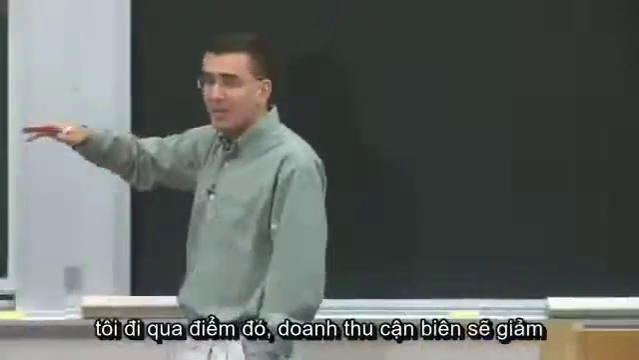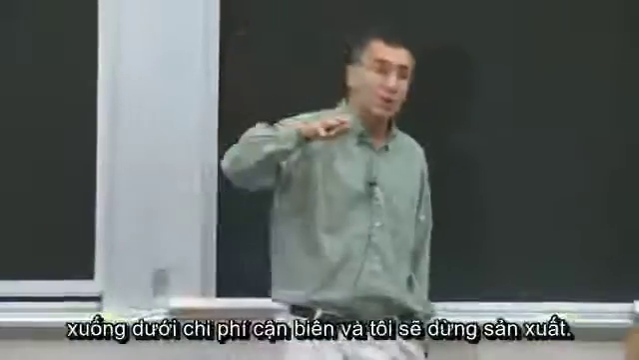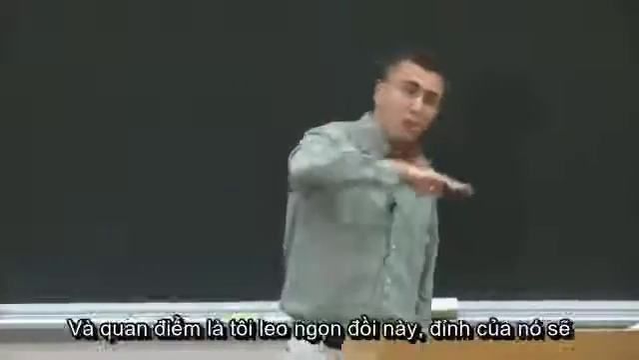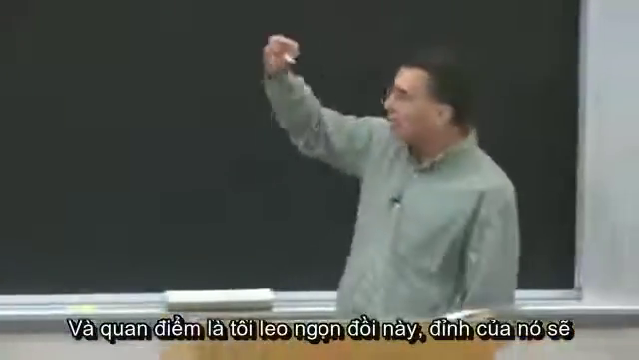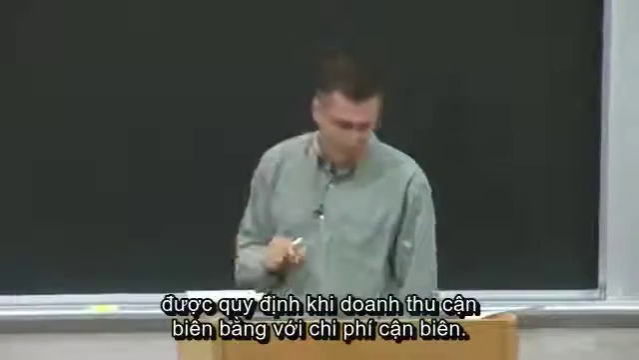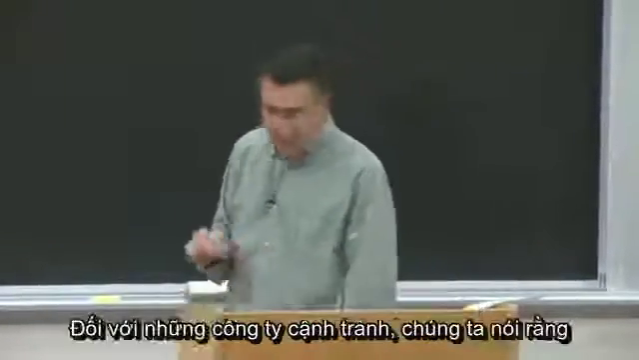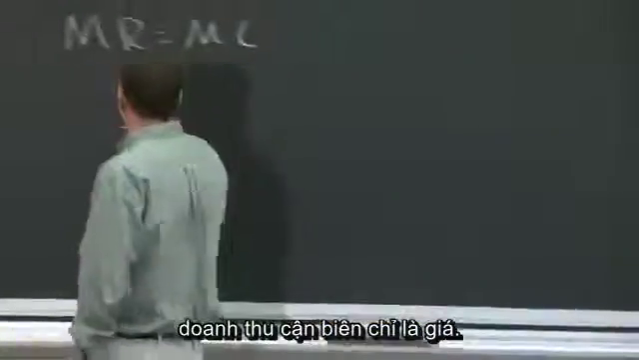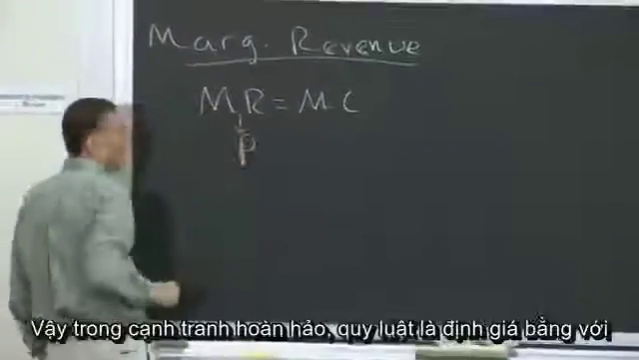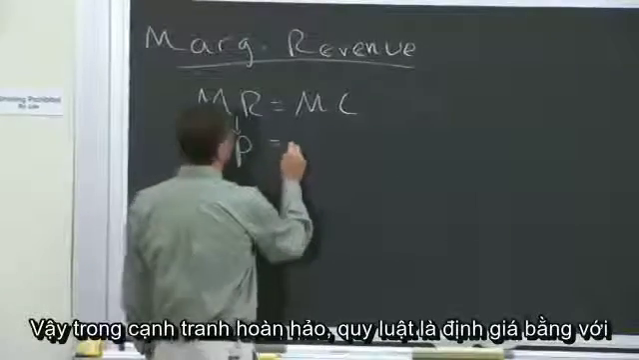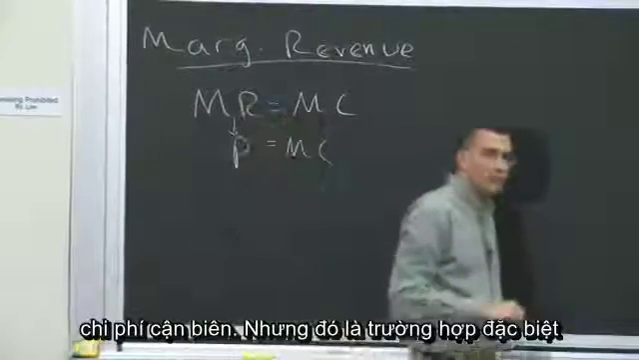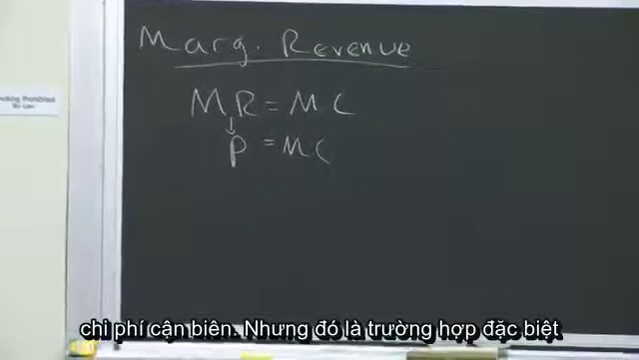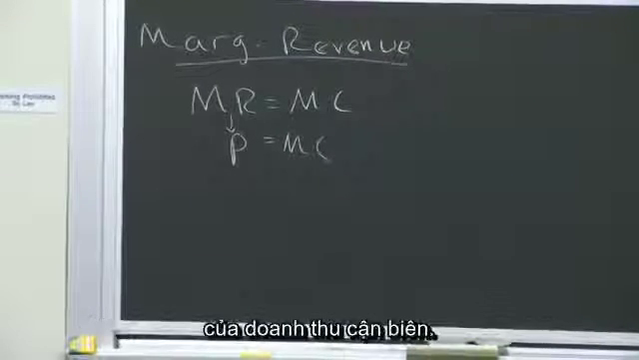Once I go beyond that peak, marginal revenue will fall below marginal cost, and I'll stop producing. So the notion is I climb this hill, which at the peak is dictated by marginal revenue equals marginal cost. Now, for a competitive firm, we said marginal revenue was just price. So in perfect competition, the rule was to set price equal to marginal cost. But that was a particular case of marginal revenue.